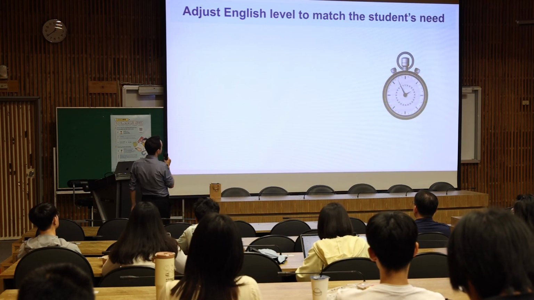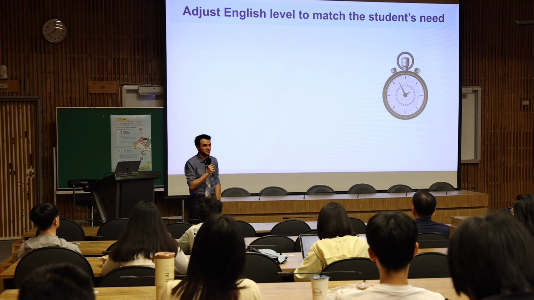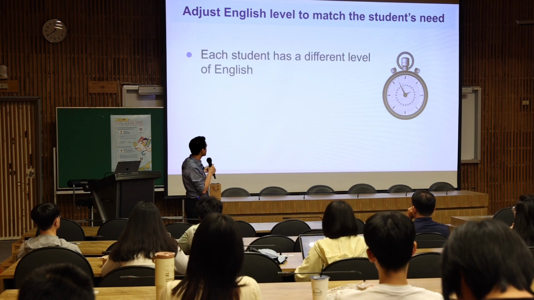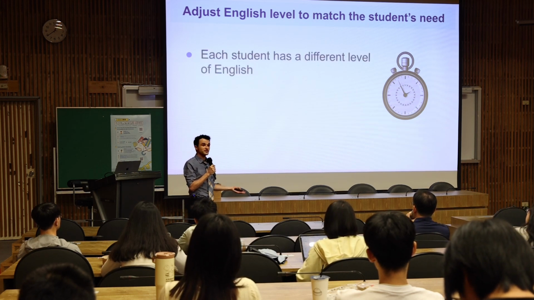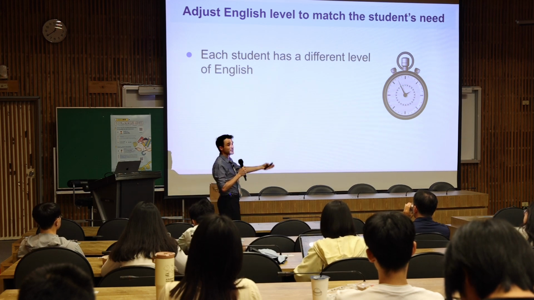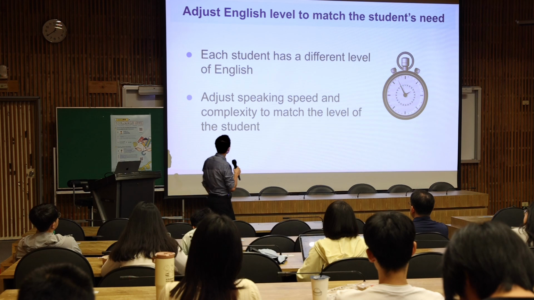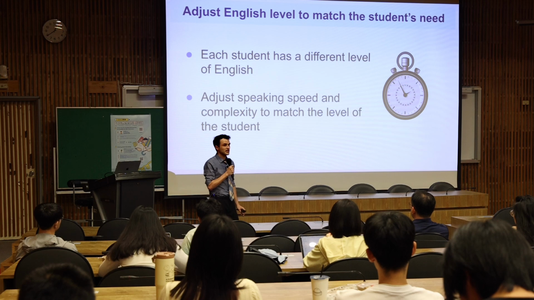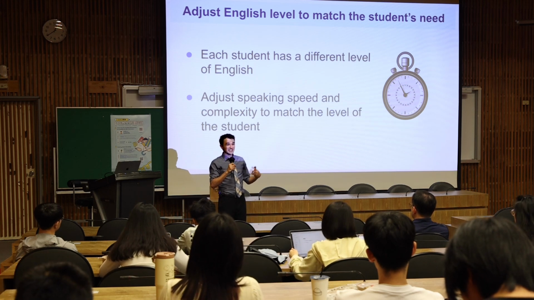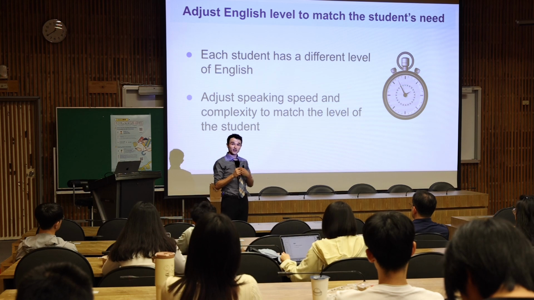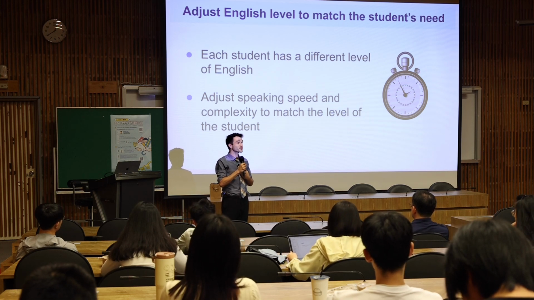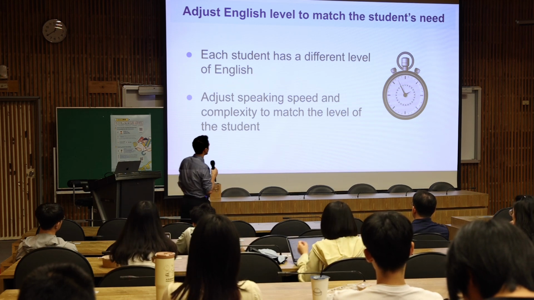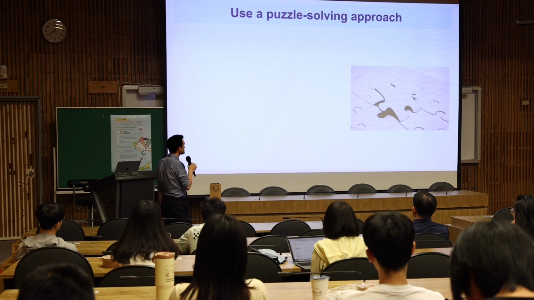Next topic. Adjust English level to match student speed. So before it was adjust session speed or content speed. Each student has a different level of English. If you're working with a student that's studying Chinese, each student has a different level of Chinese. Adjust speaking speed and complexity to match the level of the student. Almost always, I speak a little too fast. I know that about myself. So almost always, I have to slow down. Something good to know.